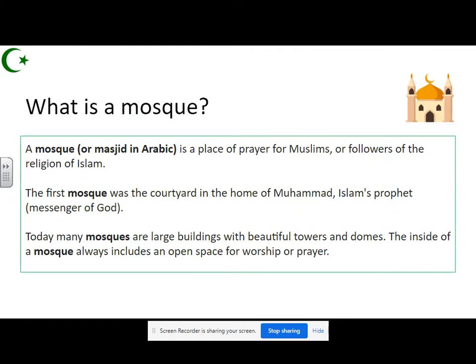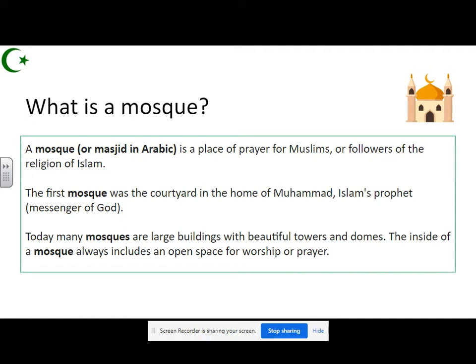So first of all, let's start right at the beginning. What is a mosque? So a mosque, or sometimes called masjid in Arabic, here in Thailand you'll also see it referred to as a masjid, is a place of prayer for Muslims or followers of the religion Islam. The first mosque was the courtyard in the home of Muhammad, Islam's prophet, who is a messenger of God, I should say.